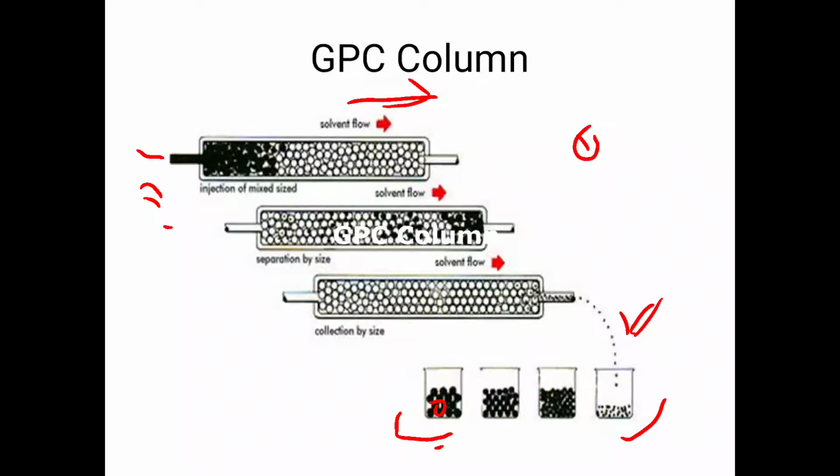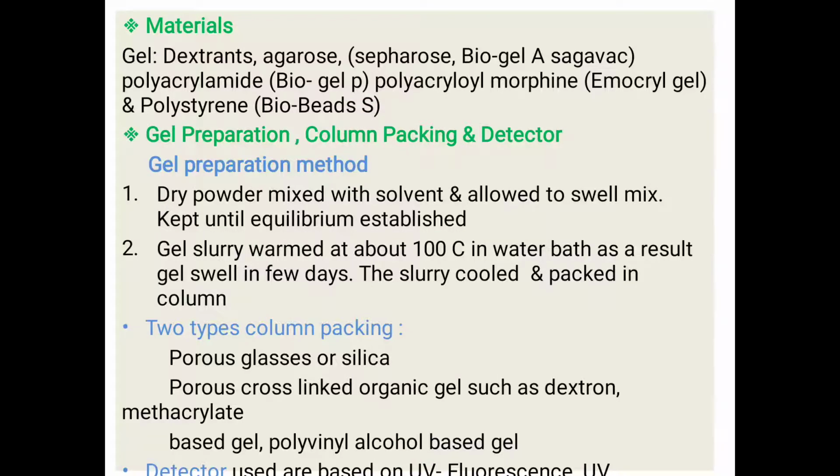Okay, let's see the materials. Gels which are commonly used include cross-linked dextrans, agarose, that is Sepharose, Biogel A, Sagavac, then polyacrylamide, that is Biogel P, polyacryloyl morpholine, that is Enzacryl gel, and polystyrene, that is Biobeads S, are used as materials. The dextran gels are obtained by the cross-linking of the polysaccharide dextran with epichlorohydrin.